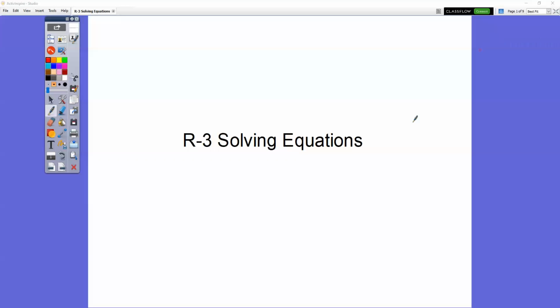This is the lesson for R-3. All right, what we're doing today is we are reviewing solving equations.